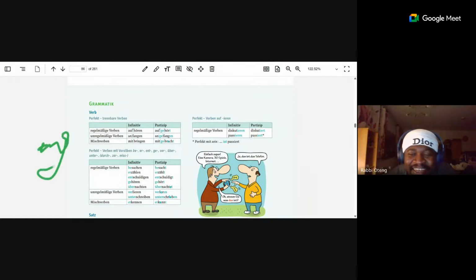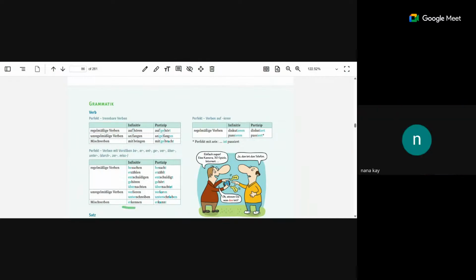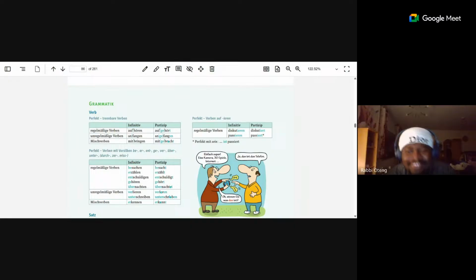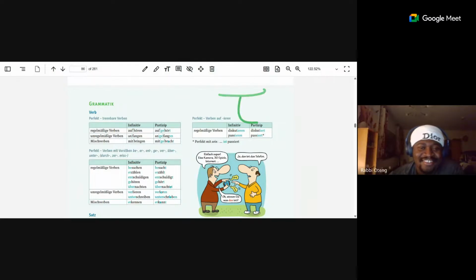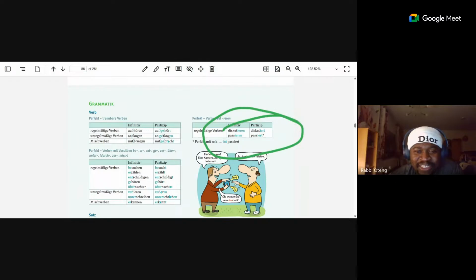So we've got angekannt, angeerkannt. No, it will be anerkannt. Yeah, klar. Then diskutieren.